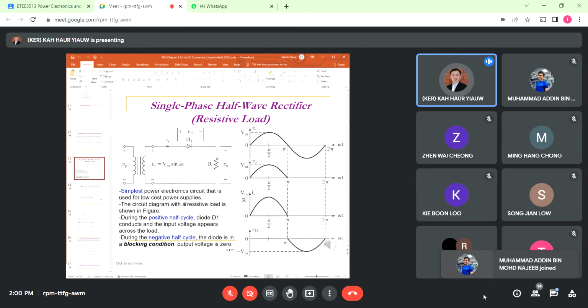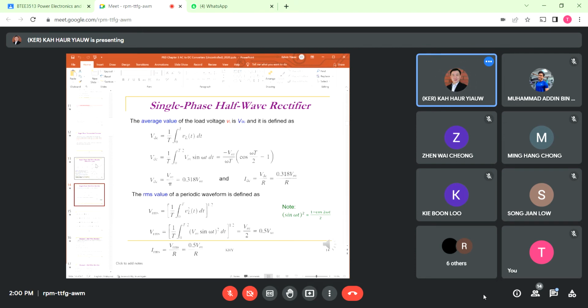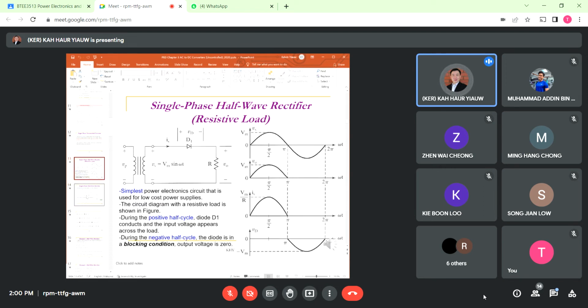Now, when you are in your level 2 or level 1, you may see that your lectures will actually tell you what the output voltage VDC is equal to. For example, for half-wave it tells you it is in fact equal to what? VM over 2, right? VDC equal to VM over 2, right? Sorry, VM over pi. VM over pi. And then what happens when it comes to here?